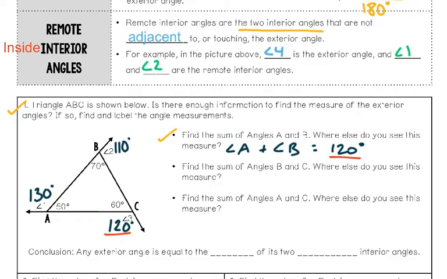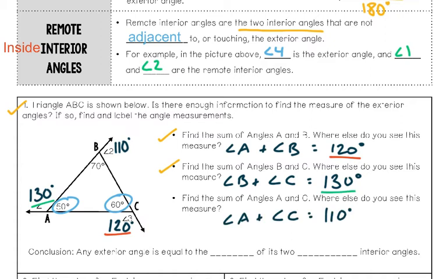It says find the sum of angles B and C. All right, so 70 plus 60 made 130. So those two angles on the inside added up to be this on the outside. Okay, let's do the next one. The last one says find the sum of angles A and C. And it happened again. We just got the sum of 110, which was the exterior angle.